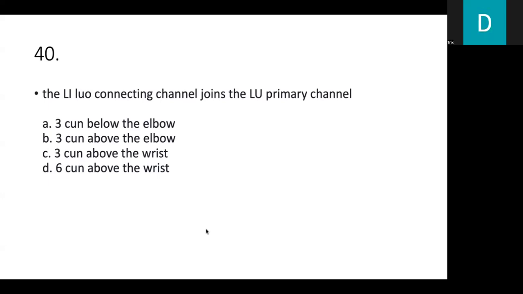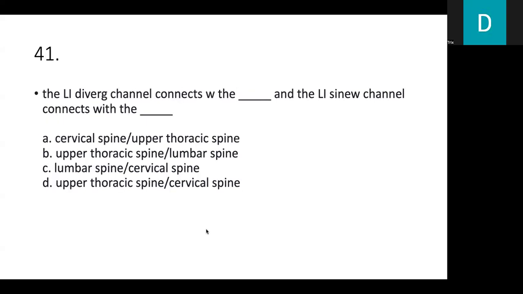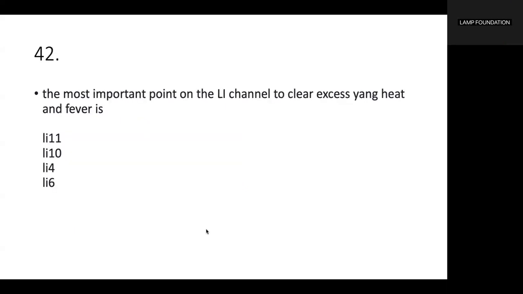The 3 cun above the wrist. The LI divergent channel connects with the cervical spine, and the LI sinew channel connects with the upper thoracic spine. The most important point on the LI channel to clear excess yang heat and fever is LI11.